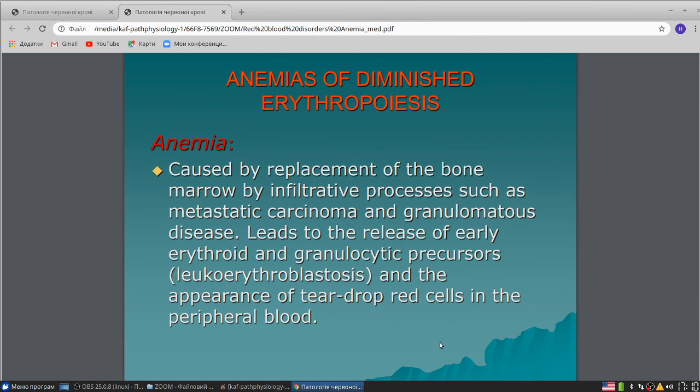Anemia caused by replacement of bone marrow by an infiltrative process such as metastatic carcinoma or granulomatous disease leads to release of early erythroid and granulocytic precursors, leukoerythroblastosis, and the appearance of teardrop red blood cells in peripheral blood.